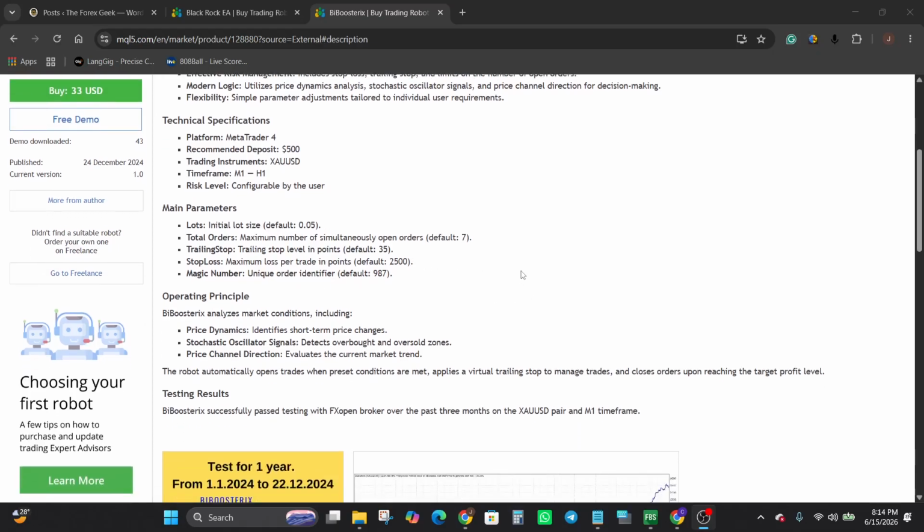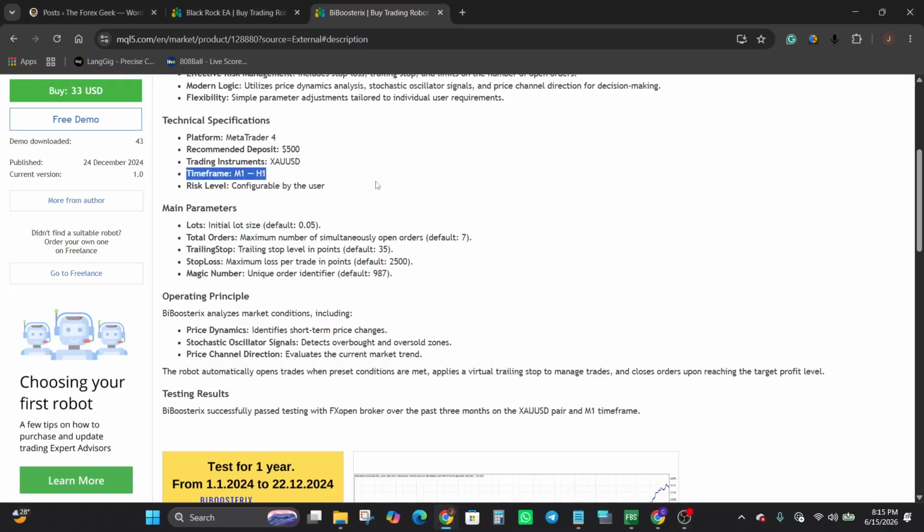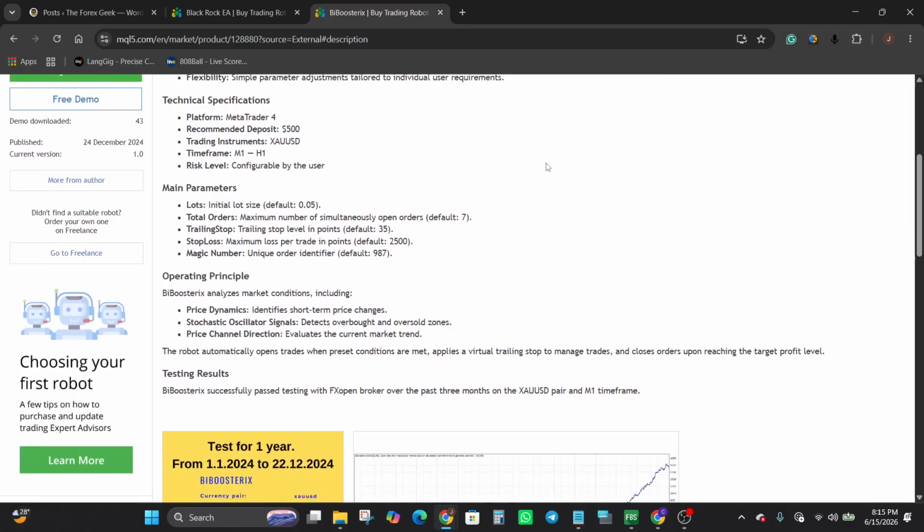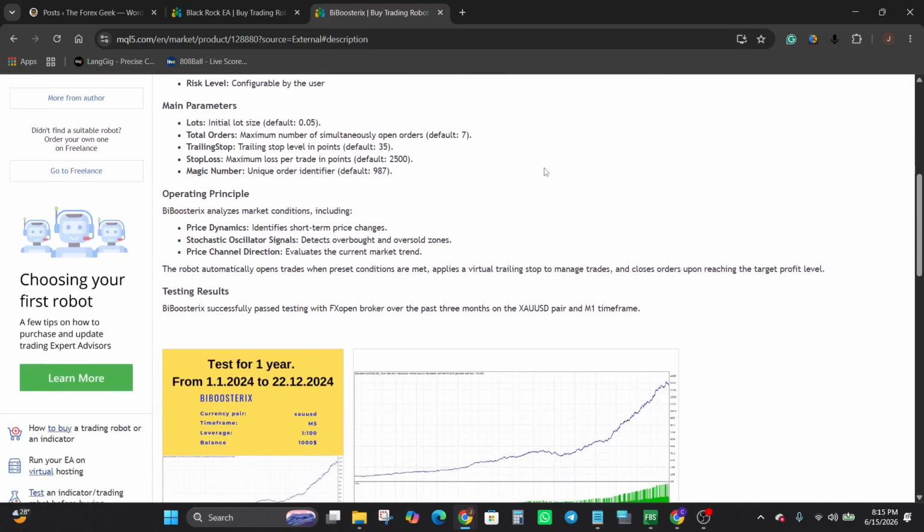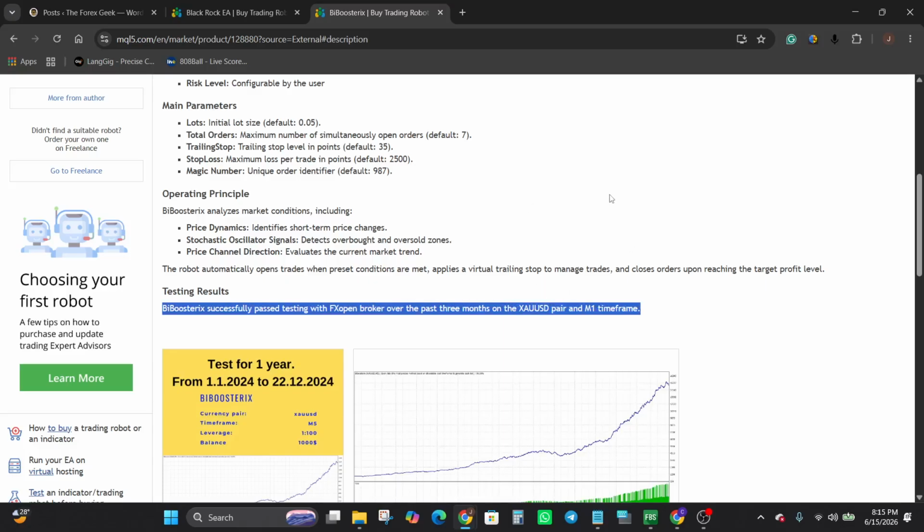For trading conditions, the developer recommends a minimum deposit of $500 and specifies XAUUSD as the primary trading instrument. The recommended time frame range is from M1 up to H1, with risk remaining fully configurable by the user. Now, moving over to the historical backtest section, the developer states that testing was conducted on XAUUSD using the M1 time frame with the FX Open Broker over a 3-month period.